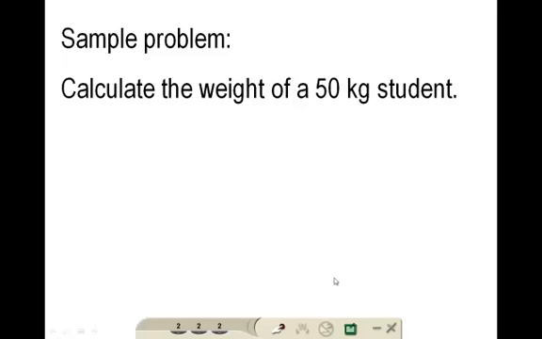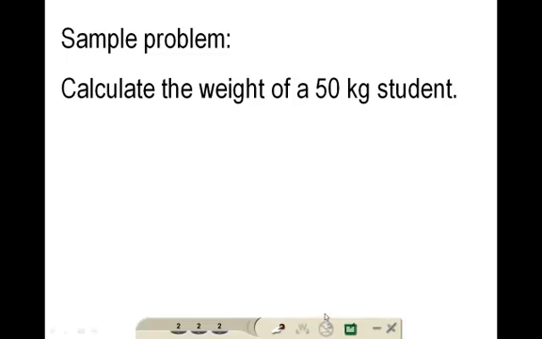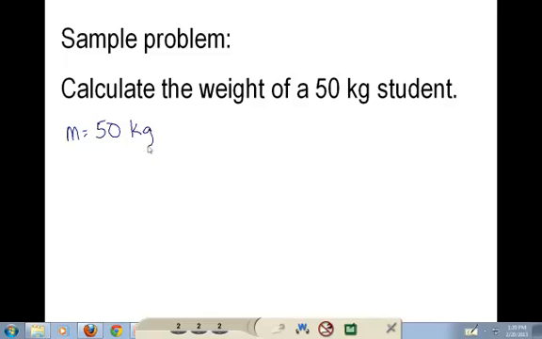Let's do a sample problem. It says, calculate the weight of a 50 kilogram student. Okay? Well, we know that a 50 kilograms, we use our formula. We have to make sure we get our givens. So mass equals 50 kilograms, correct? We know gravity. Gravity is always 9.8 meters per second squared, no matter what. What is our weight? That is the question.